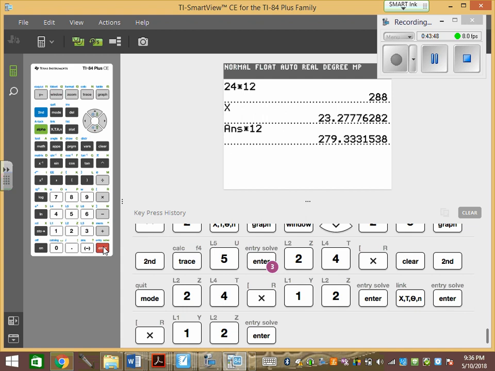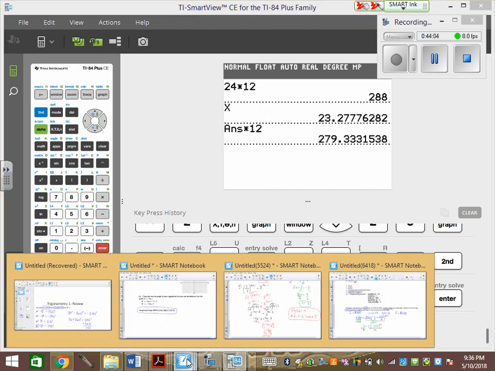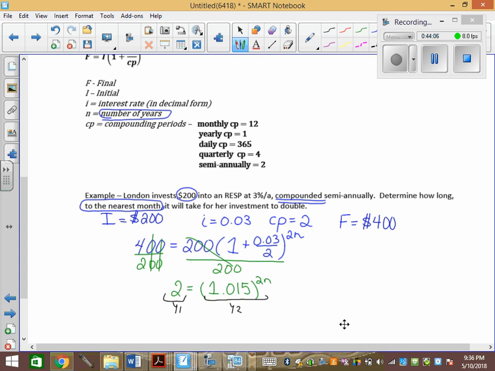So I can't round to 24, then times by 12. I have to multiply by 12 first and then round at my very last step. If at any point in time you're rounding before your very last step, you will get things wrong, or at least have a chance to. So it's going to be 279.3, which rounds to 280 months. Takes a long time to double such a small amount.